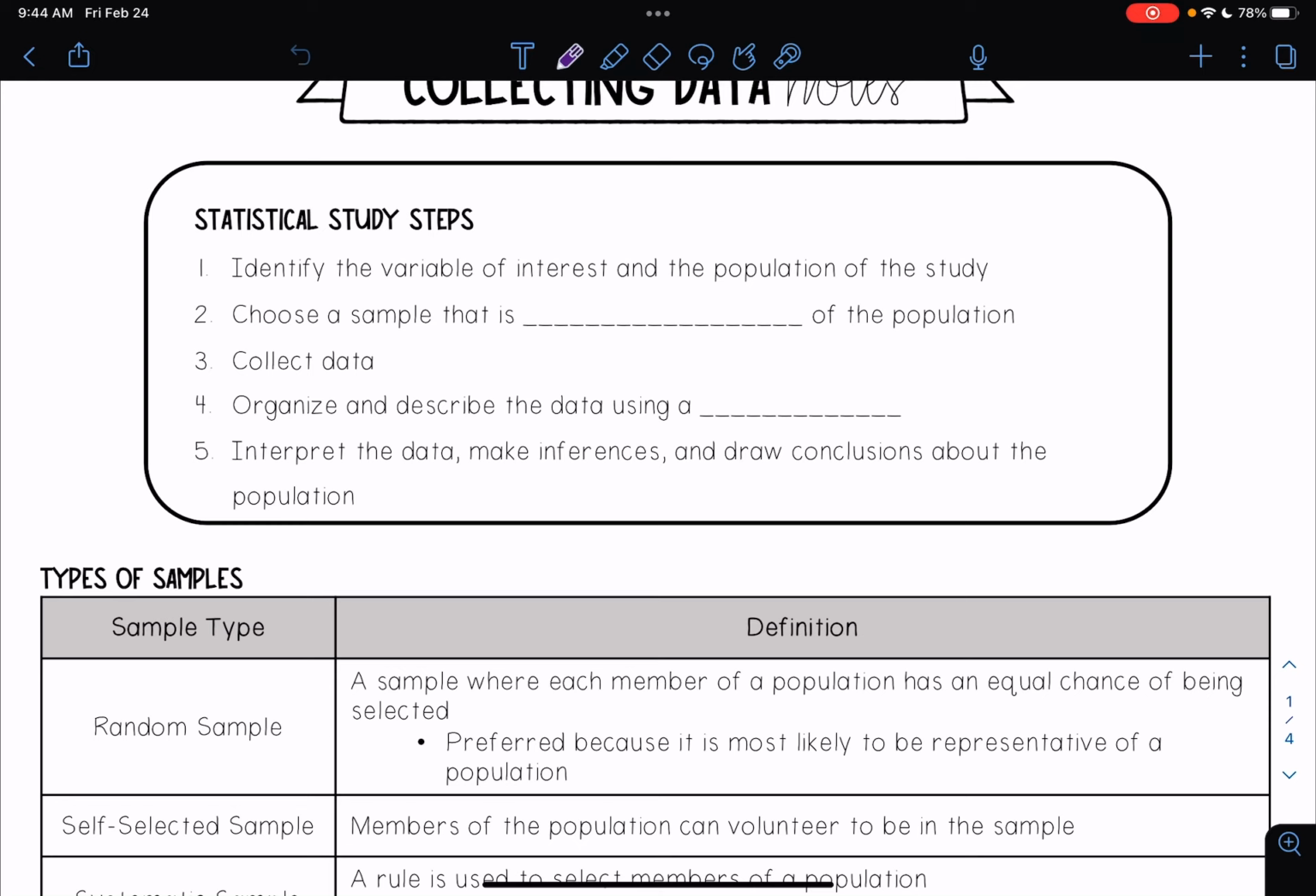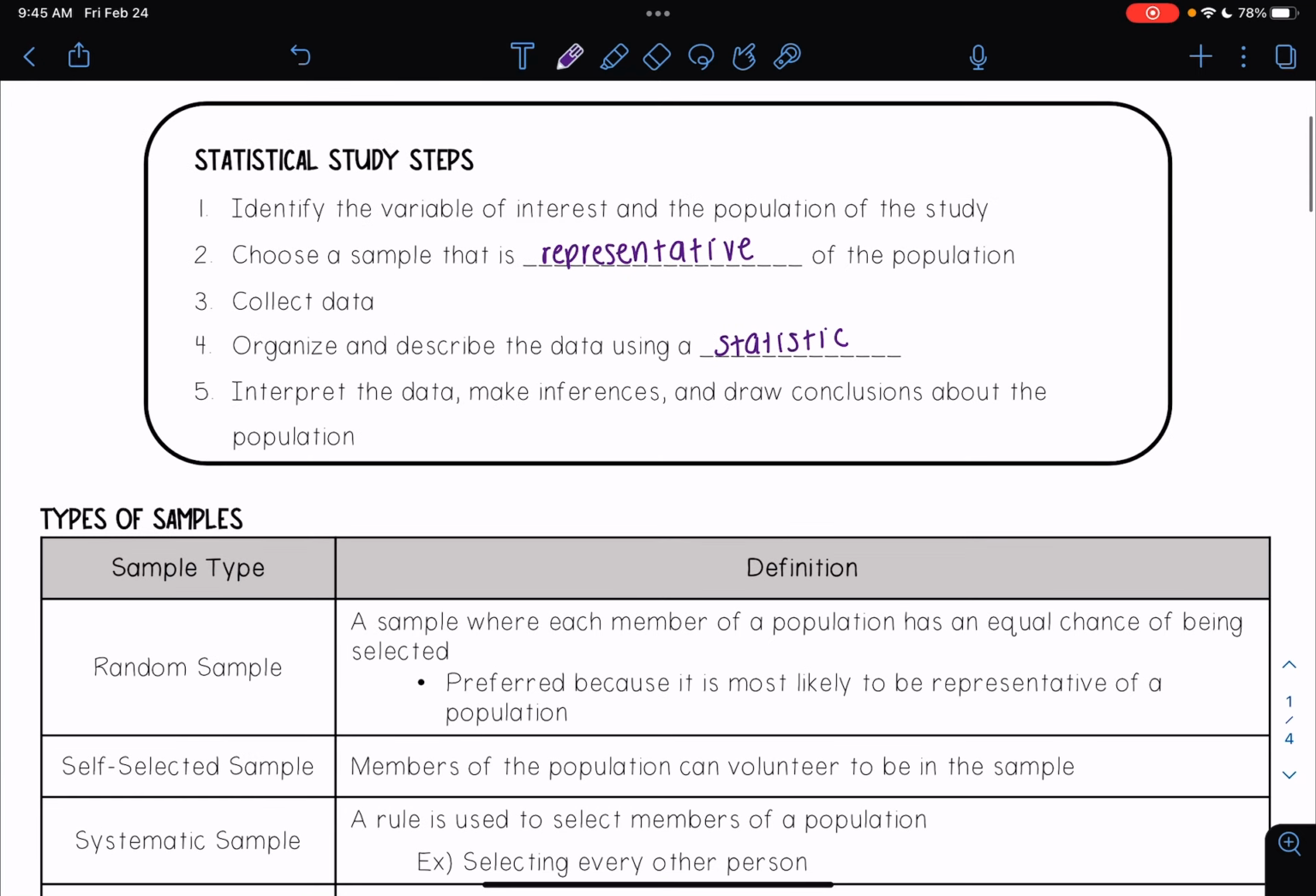Second, we're going to choose a sample that is representative of the population, and this is what we're going to be focusing on today, is how we choose that sample. Third, we collect the data, which we're also going to talk about today. Then we're going to organize and describe the data using a statistic. And so that could be average or standard deviation, proportion, things like that. And then fifth, we interpret the data, make inferences, and draw conclusions about the population.